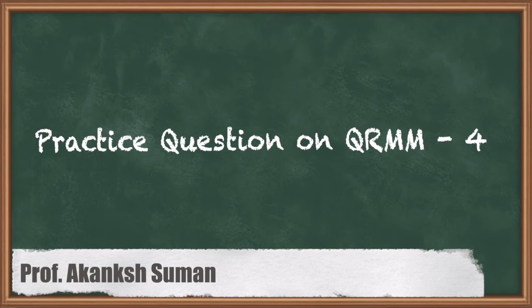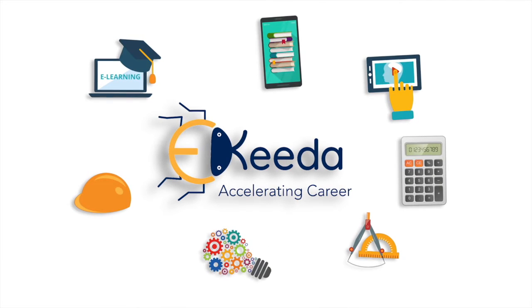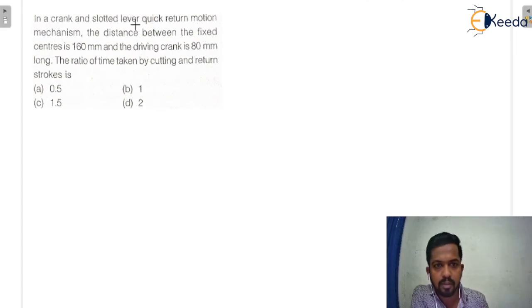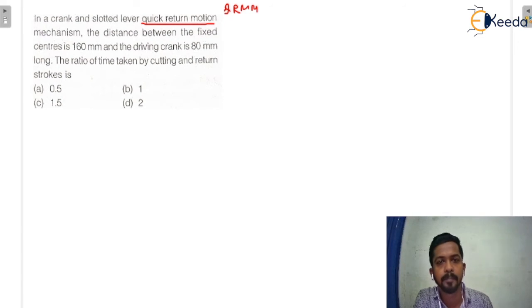Now we are going to solve the problems based on crank and slotted lever mechanism. In the crank and slotted lever mechanisms, that is quick return motion mechanisms, also known as QRM. In the question it is given that in the crank and slotted lever quick return motion mechanism, the distance between the fixed centers is 160 and the driving crank is 80 long, and you have to find out the ratio of time taken by the cutting and the return stroke. So now we have to draw the diagram.